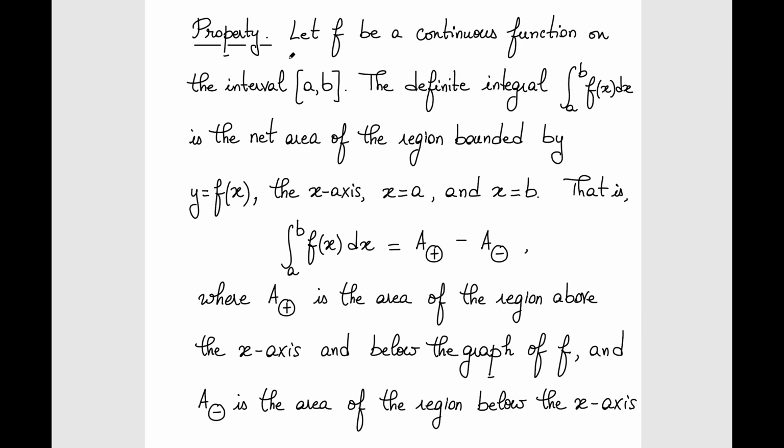Let's start with the following property. Given a function f that's continuous on the closed and bounded interval [a, b], the definite integral that you see on the screen turns out to be the net area of the region bounded by the curve y equals f of x, the x-axis, and the two vertical lines x equals a and x equals b. That is to say, this definite integral from a to b of f(x) dx is equal to the difference between A plus and A minus, where A plus is the area of the region just described above.